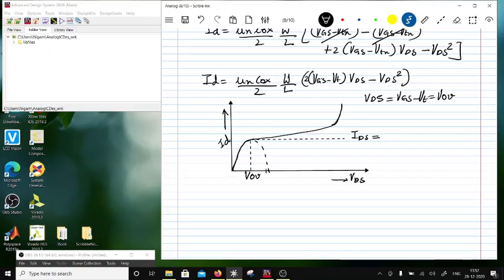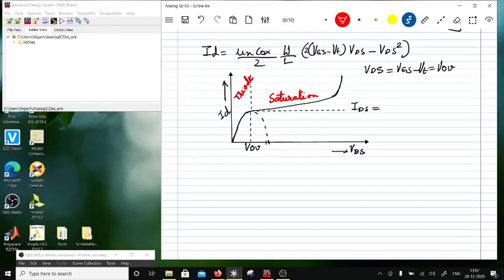So this region is called the triode region, and this region after the pinch off is called the saturation region. So what's happening in the triode region? There is a certain region where this is linear, and beyond that there is a square nature, and when it hits the maxima, the pinch off occurs. After that the current should become constant, but it increases because of channel length modulation, right?